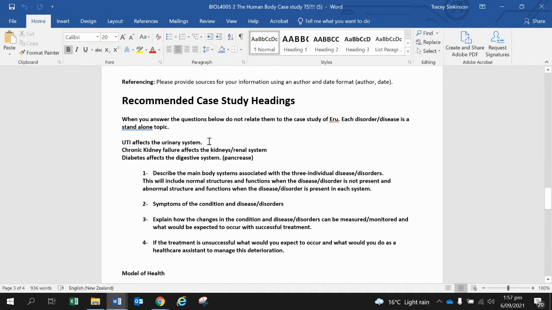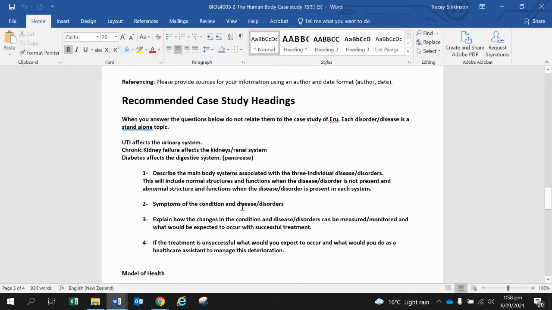So on one A4 piece of paper, you're going to describe what that main body system is. So you're going to describe the urinary system, and you're going to describe how it should work normally and the structures and the functions. And if a UTI is present, what's going wrong in that system and where. So you might want to pick a type of UTI like cystitis or pyelonephritis or vaginitis, and then you can explain specifically what's going wrong and in which part of the urinary tract.